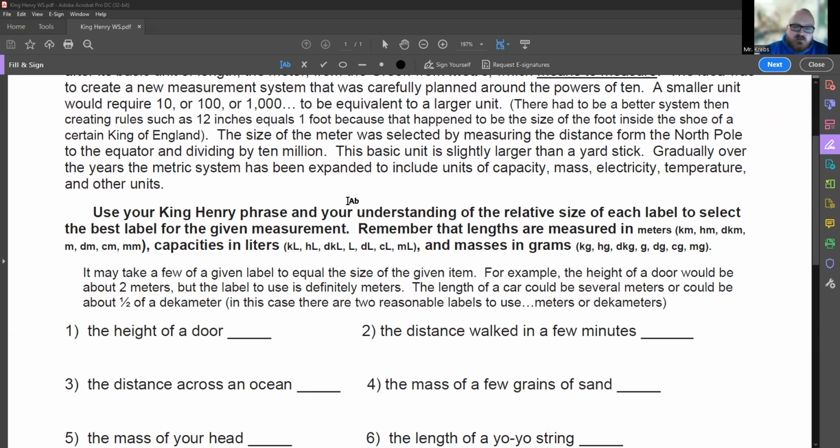Okay, keeping in mind that things like length is measured in meters, which would be kilometers, hectometers, decameters, meters, decimeters, centimeters, millimeters. Capacity or volume is going to be in liters. Again, same prefixes, just with liters. And then your mass or weight of things is going to be in grams. Again, using the exact same prefixes.